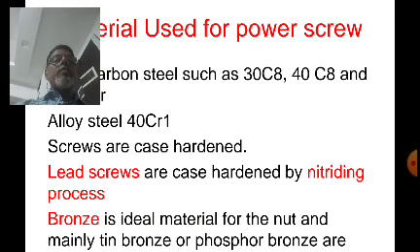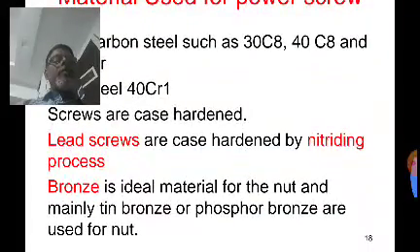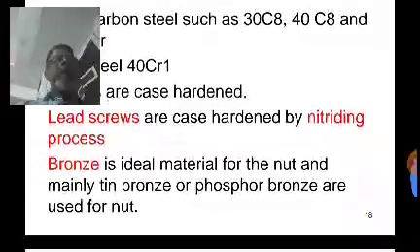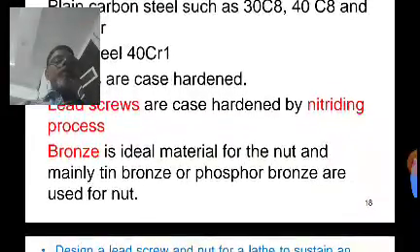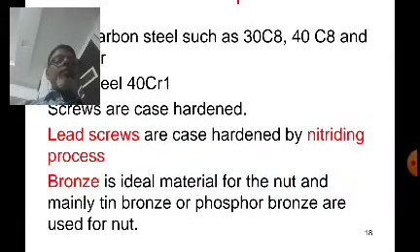Here, most of the time we have to design the lead screw, because you are a student of production engineering, so it is more related to machines. Bronze is an ideal material for the nut. That means the material for the nut is bronze, and the material for the screw is plain carbon steel or alloy steel. Whenever we are using the material for the lead screw, it may be plain carbon steel case hardened by the nitriding process. The ideal material for the nut is mainly tin bronze or phosphor bronze, right?